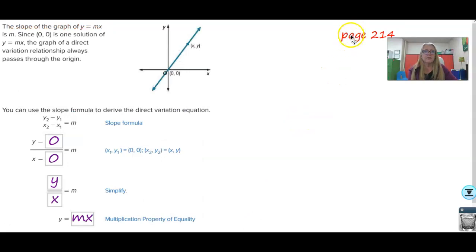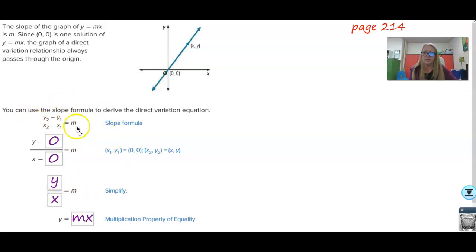Okay, so on page 214, the slope of the graph of y equals mx is m. Since (0, 0) is one solution of y equals mx, the graph of a direct variation relationship always passes through the origin. I'm not really sure why they chose to do this.